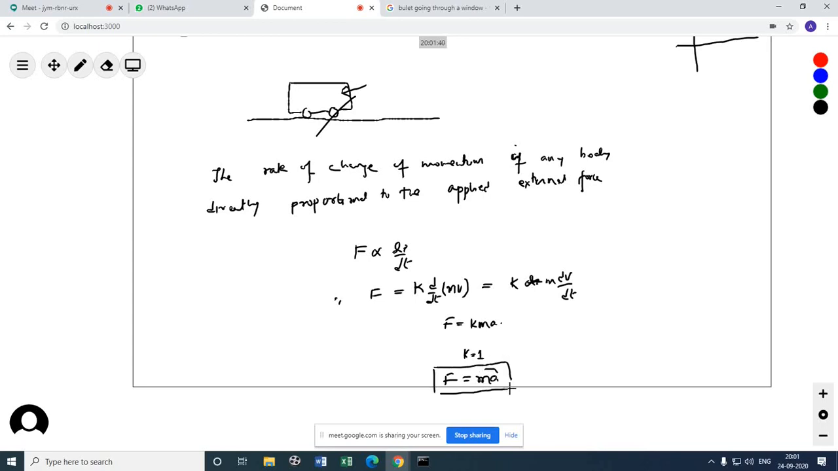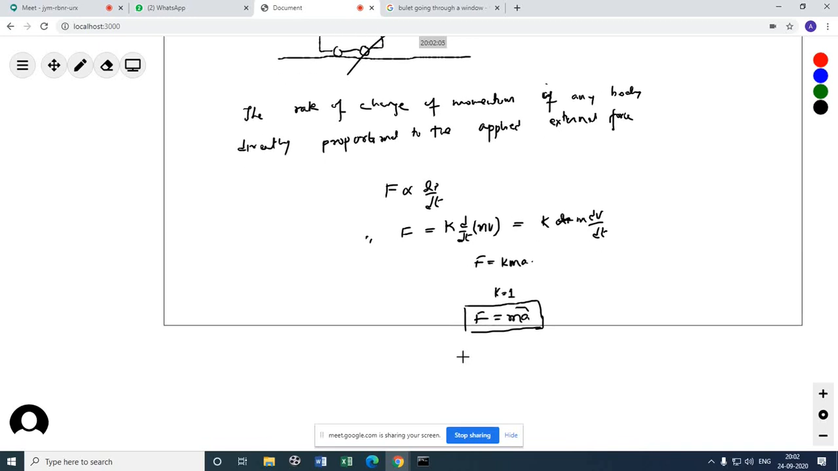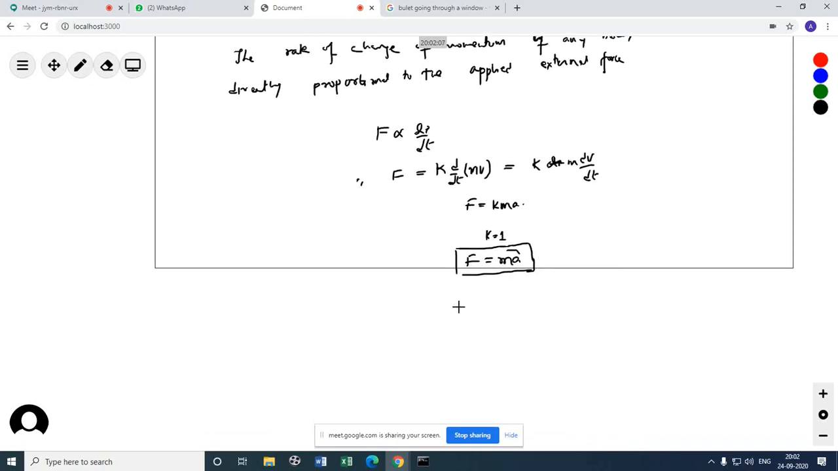Again, this is our force, and this is so important. Without this, nothing can be done. This is Newton's second law. Now how do you define force? What is the SI unit of force? Newton. The SI unit of force is the Newton.